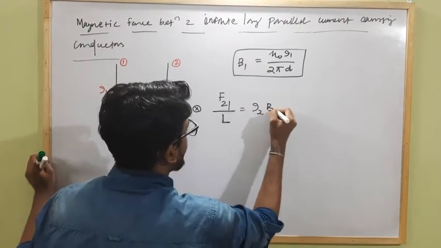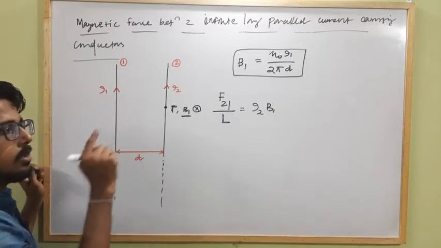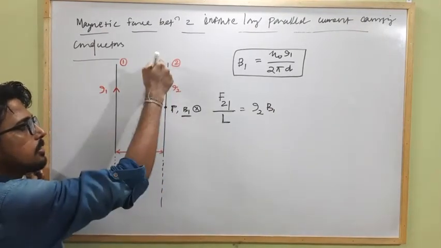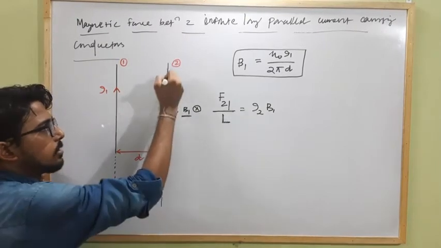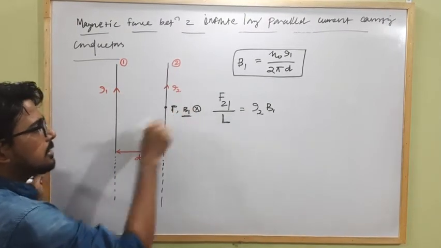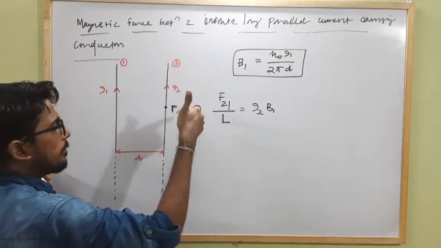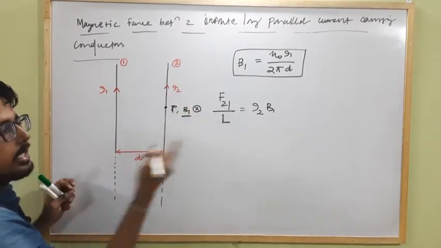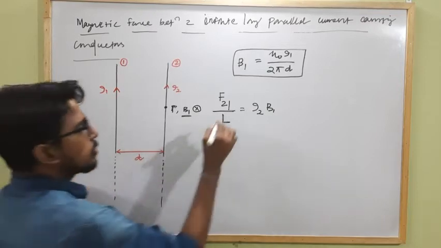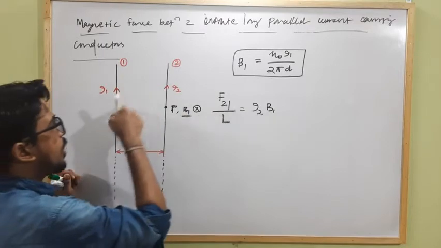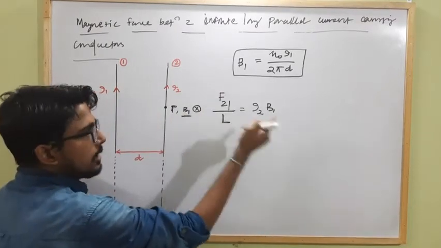I2 B1 sin theta. What is the value of sin theta? Theta is the angle between the magnetic field strength and the length vector. The length vector is along the direction of current and the magnetic field is into the plane. So the angle between them will be 90. Sin 90 will be 1. So the magnetic force acting on conductor 2 due to 1 per unit length is how much?